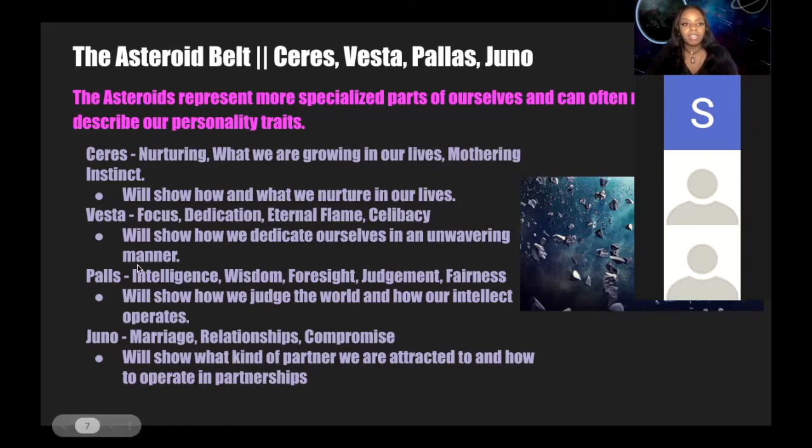Then we have Pallas, which is actually spelled Pallas. There's a typo. But Pallas is intelligence, wisdom, foresight, judgment, and fairness. Pallas is a really powerful asteroid too at the same time, because it was the daughter of Zeus, I believe, who sprouted from his forehead, if I'm quoting that correctly.